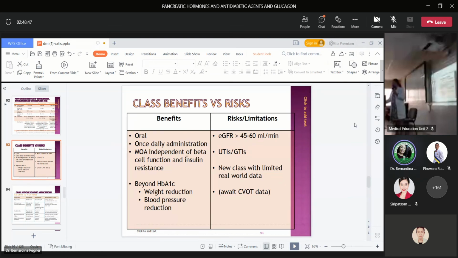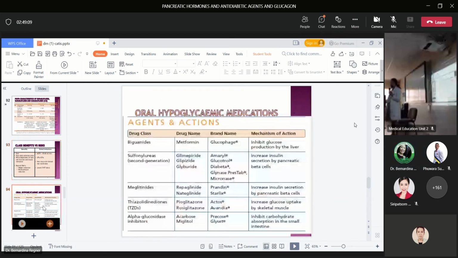Mechanism of action is independent of beta cell function and insulin resistance. You have to limit this use if you have urinary tract infection. And then beyond glycosylated hemoglobin, you have here weight reduction and blood pressure reduction. So these are now the benefits of your canagliflozin. Okay, so these are now your agents and actions.